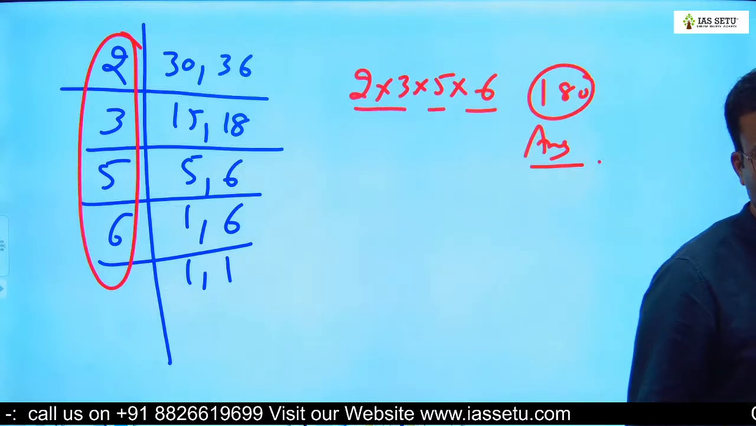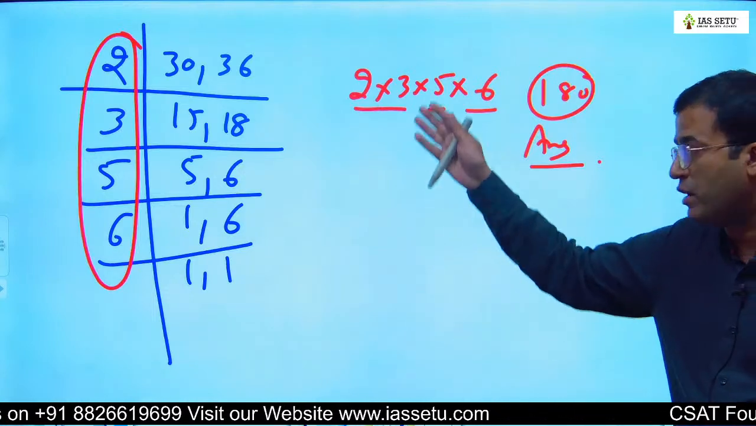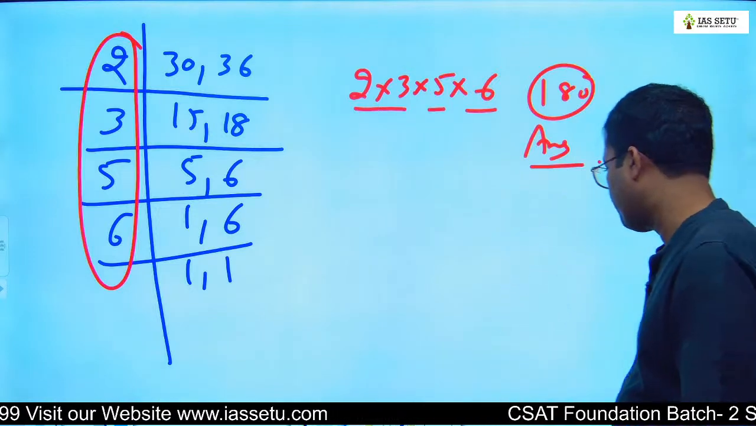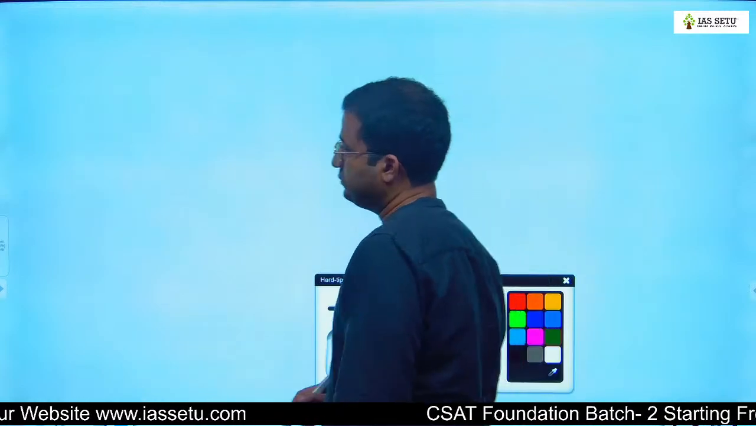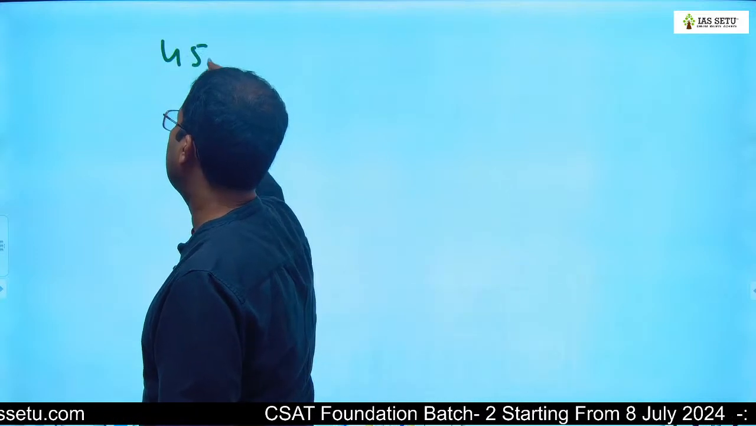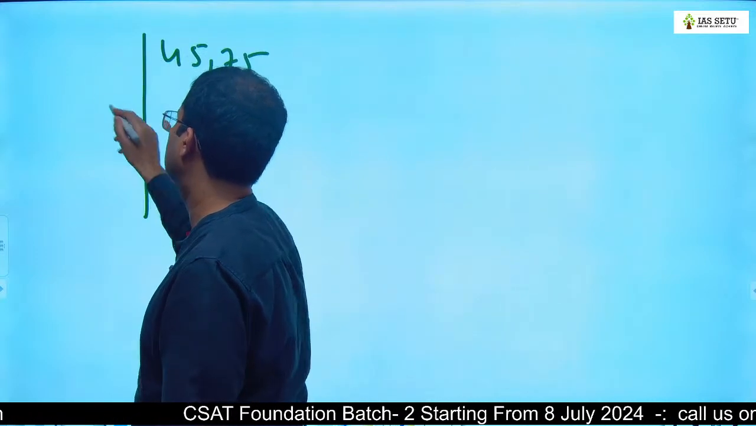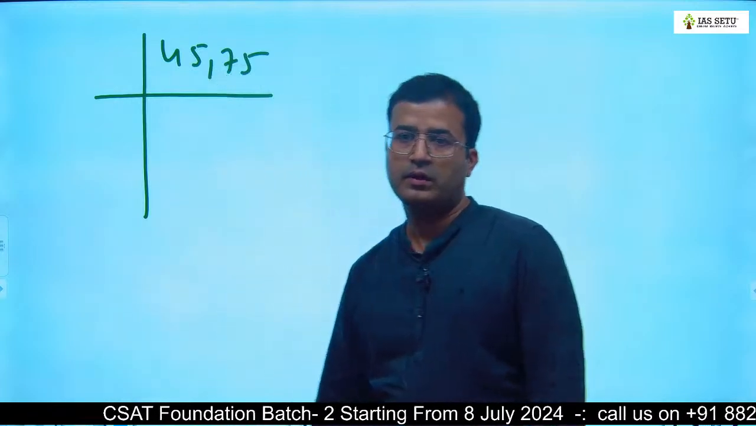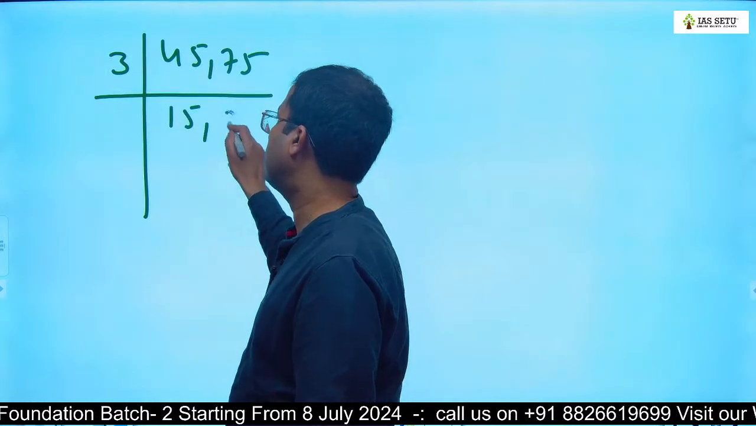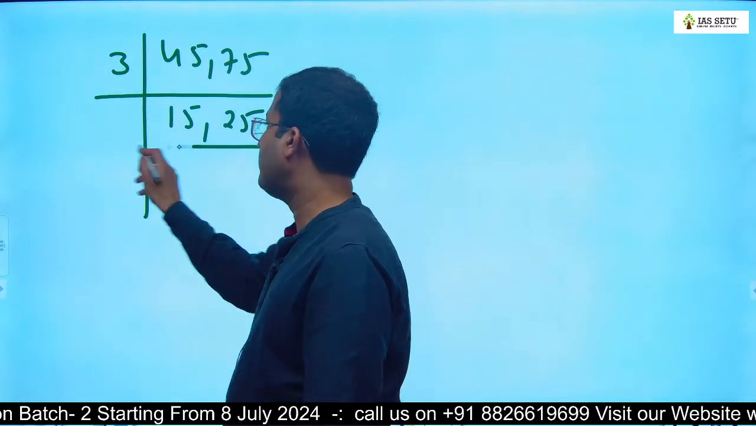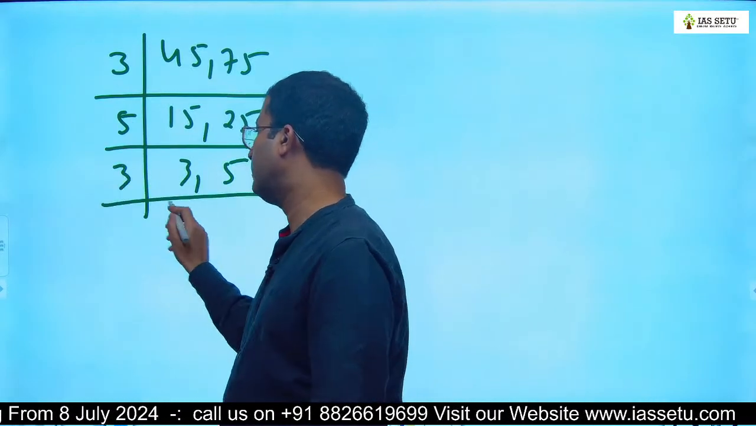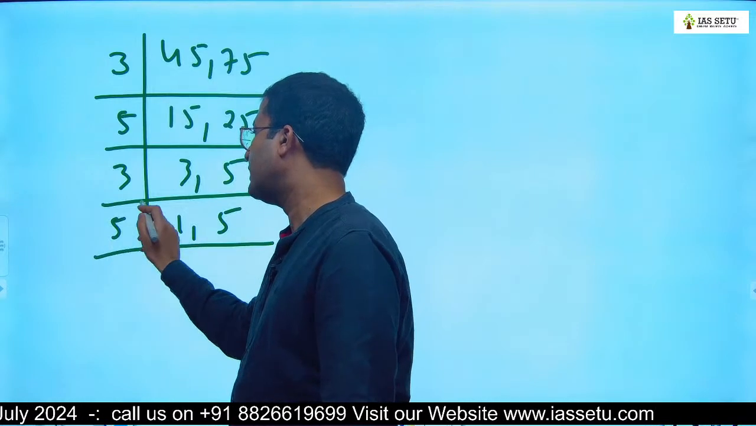Category 3, you have to be careful, don't make mistakes. I take 1 or 2 extra examples. I take like 45 and 75. Okay, I take 3 common, 15, 25. I take 5 common, 5. Further, I take 3 common, 1, 5 as it is. I take 5 common, 1.